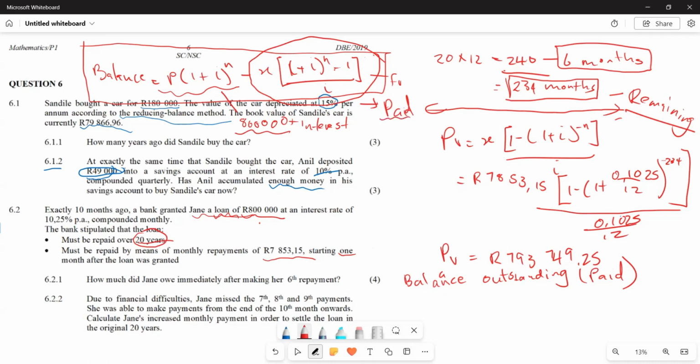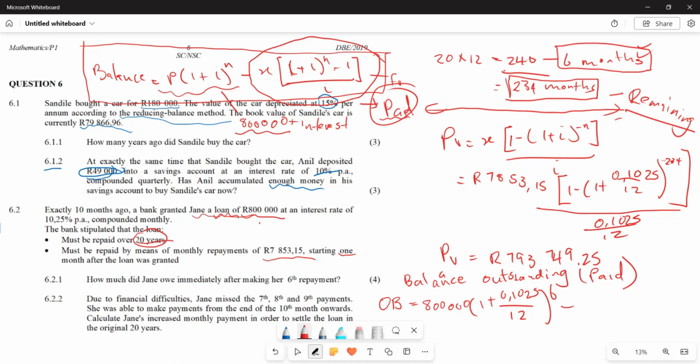Now let's come back here and calculate. We are saying our outstanding balance is going to be the 800,000 and the interest that it is going to earn. So the interest is going to be 1 plus 0.1025 over 12, right? And now we are calculating for the months that have been paid already, which was the 6 months here.